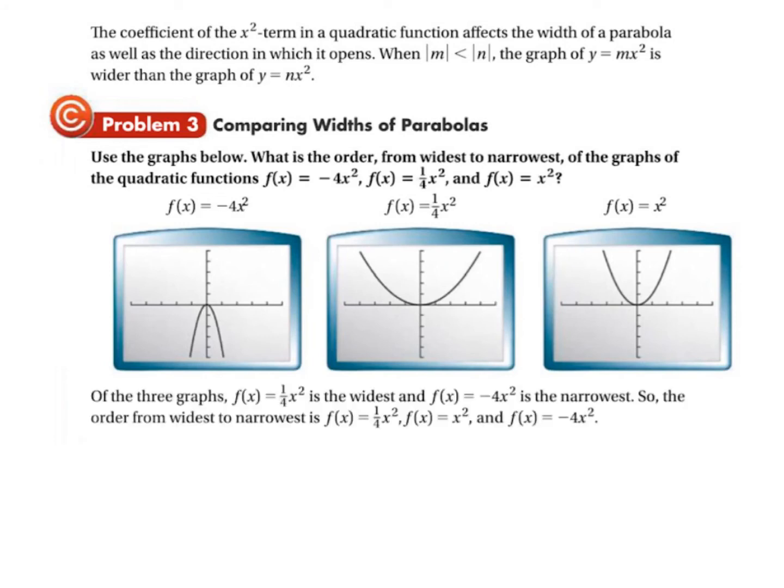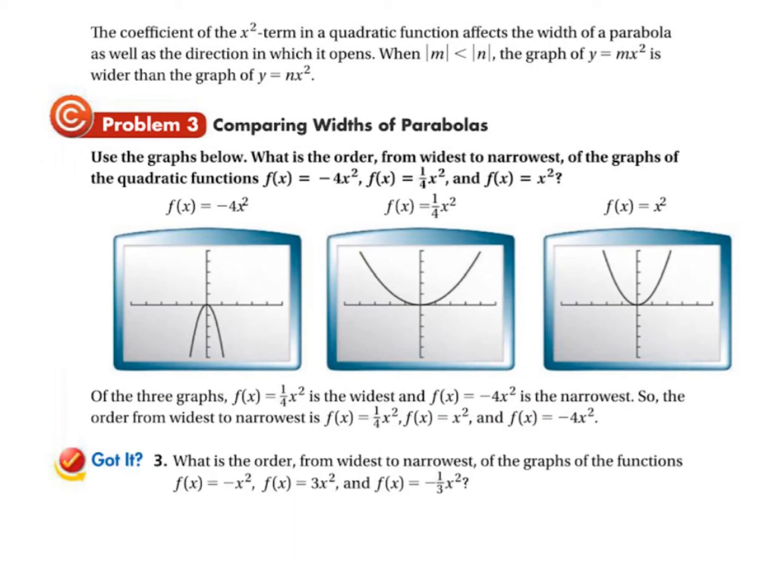Of the 3 graphs, the widest is y equals 1/4 x squared. Make that association. The smaller numbers will mean you go up less, and therefore it'll be wider and flatter. And the greater number in absolute value, negative or positive, if it's a higher absolute value number like 4 is, it's going to greatly stretch it 4 times as far as it would be for the parent function. And it will end up being the narrowest. So widest to narrowest is 1/4 x squared, then x squared, then -4x squared. Try this, got a problem, order these, see how you do.